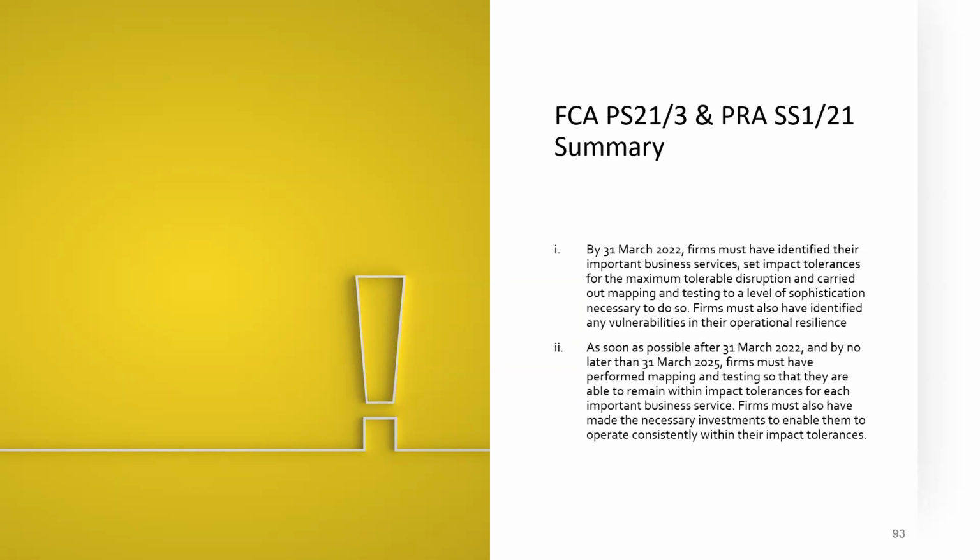The second part of the regulations also mandated that as soon as possible after the 31st of March 2022 and by no later than the 31st of March next year, that is 2025, firms must have performed mapping and testing so that they are able to remain within impact tolerances for each important business service. So whilst it was mandated that they should have started with the mapping and testing, the deadline for the completion of all of that work is the 31st of March 2025.